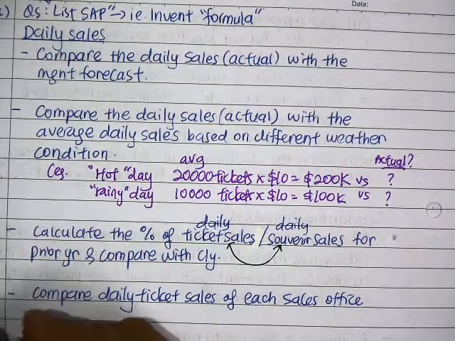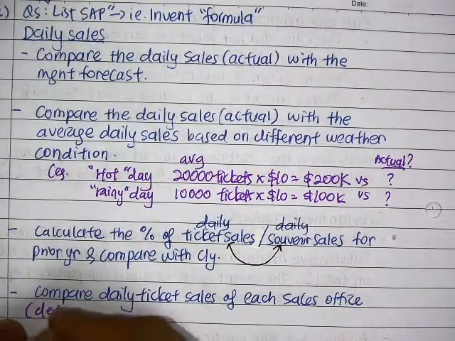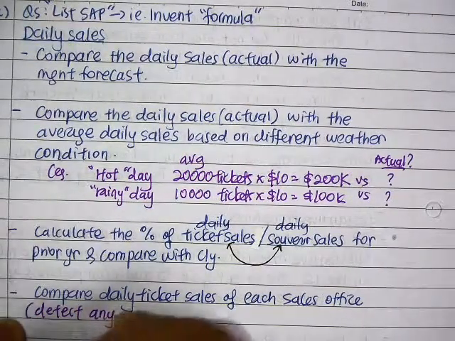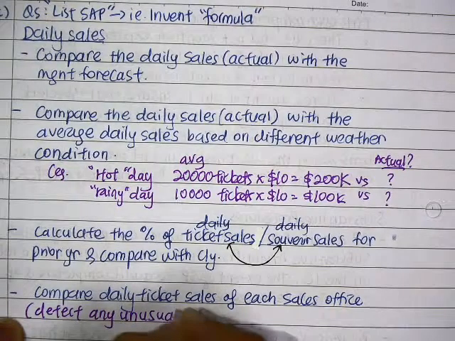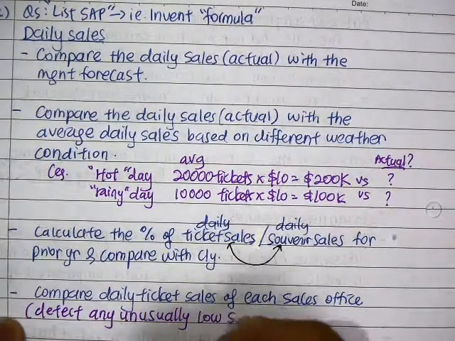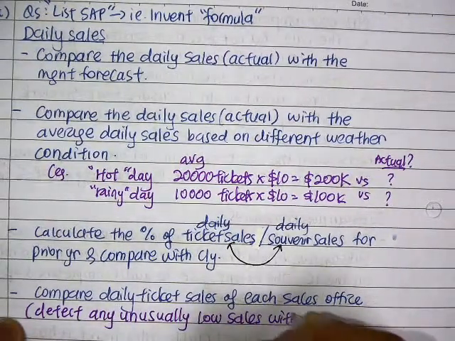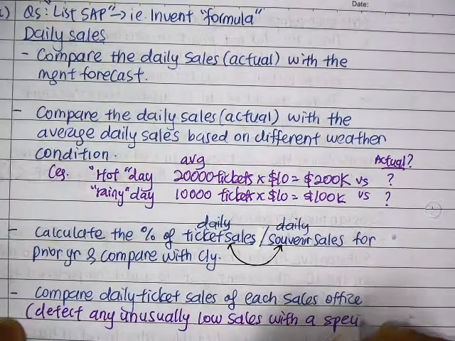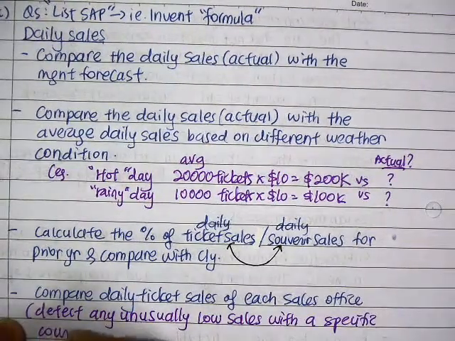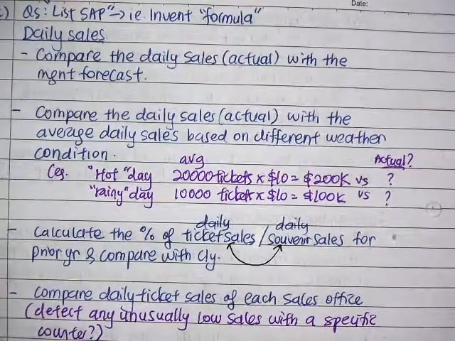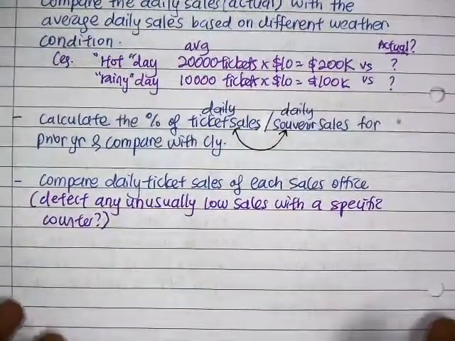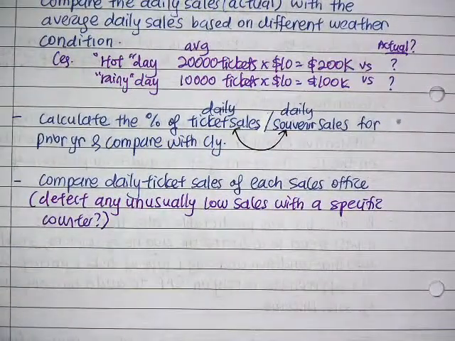Now this is important so that we can detect if there's any unusually low sales with a specific counter. Because if one particular counter's sales are much lower, that could be an indication that the staff is taking the money.